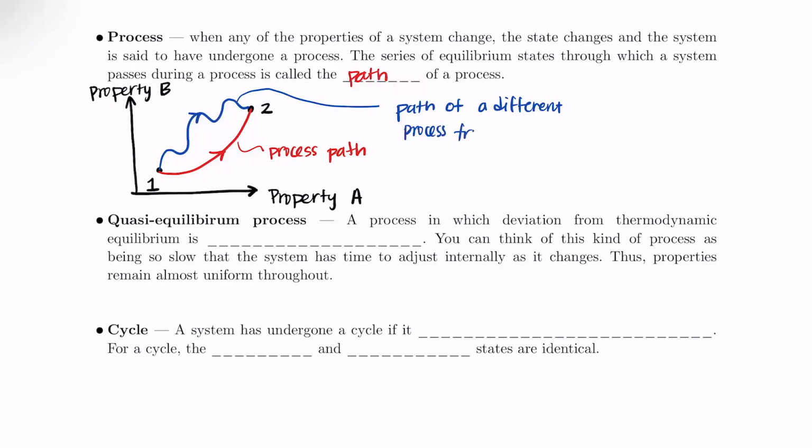From state 1 to state 2. All right, so 1 is our initial state, and 2 is our final state. And so we have our state 1 and our state 2, and then we can take a process path to get from one to the other, but they could be different. Does that make sense? Okay, cool.